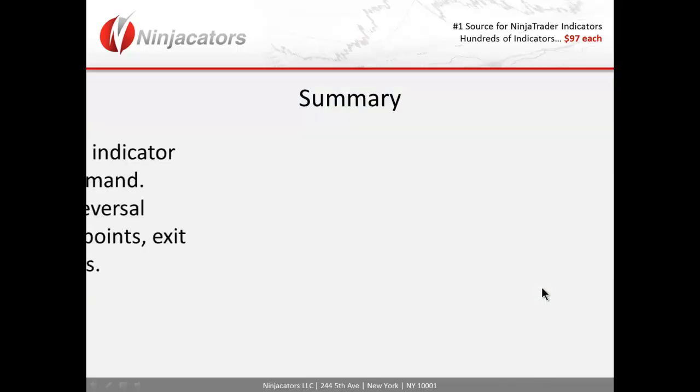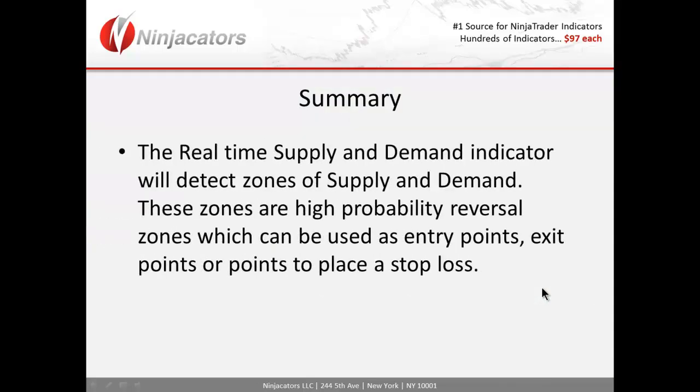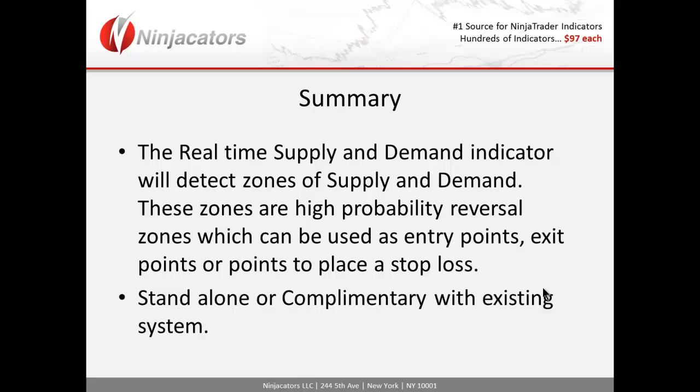So in summary, a real-time supply and demand indicator will detect zones of supply and demand. These zones are high probability reversal zones, which can be used as entry points, exit points, or points to place a stop loss. You can use this as a standalone, which is as I explained it here, or you can use it as a complementary with an existing system. We're going to show you examples of that here in just a second. I'm going to move over to live charts, so please stand by.